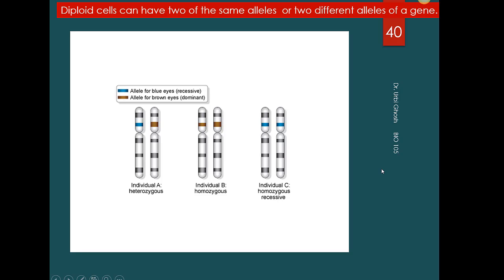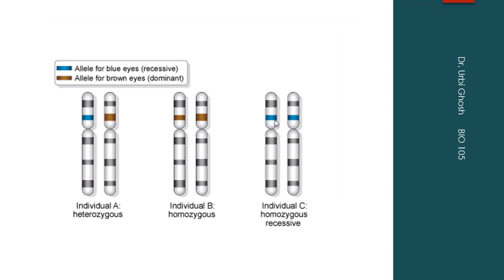Now, diploid cells can have either two of the same alleles or two different alleles. Remember, alleles are the different forms of a gene. For example, here you have eye color. So an allele for blue and a blue is considered homozygous recessive. Homo meaning same, and zygous referring to the reproductive cells produced from meiosis. And these cells are called homozygous because all of the reproductive cells, or the gametes, have the same identical alleles.